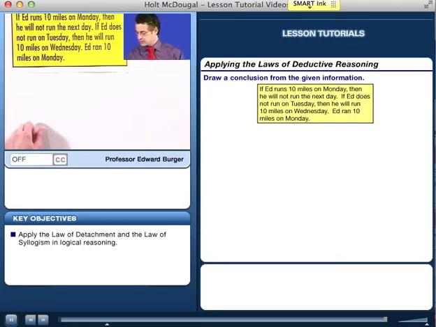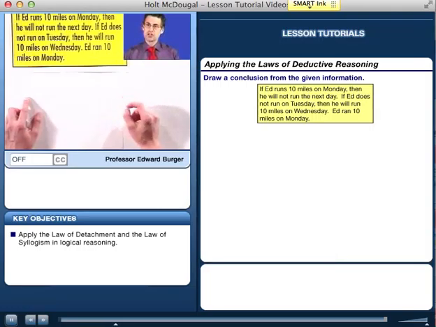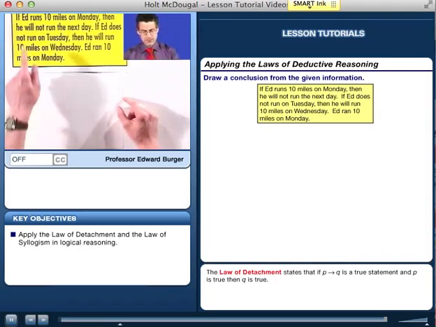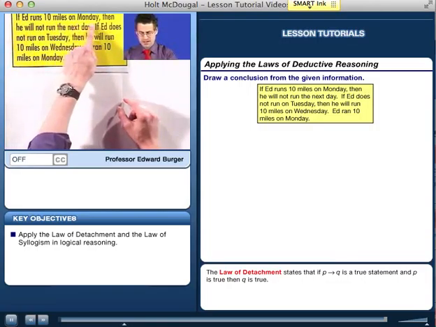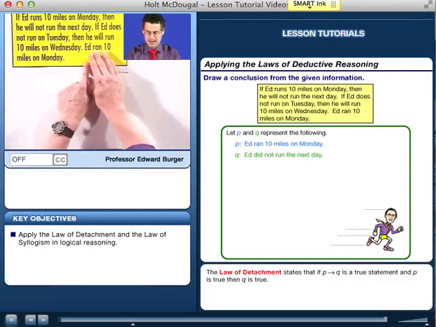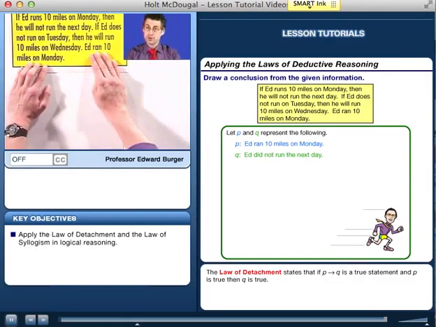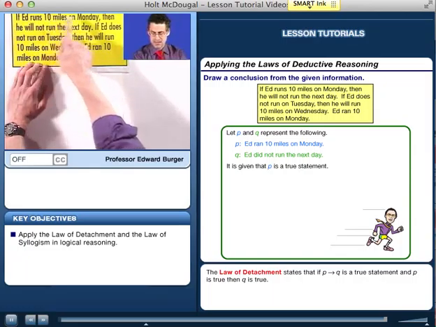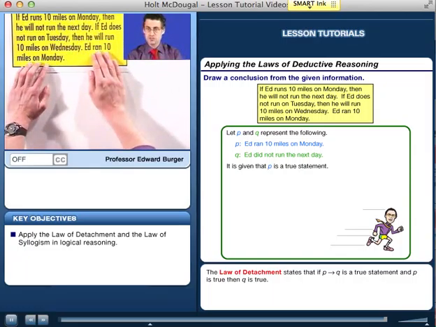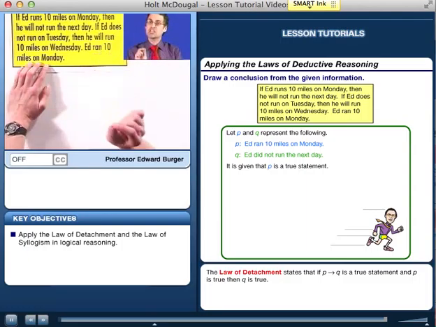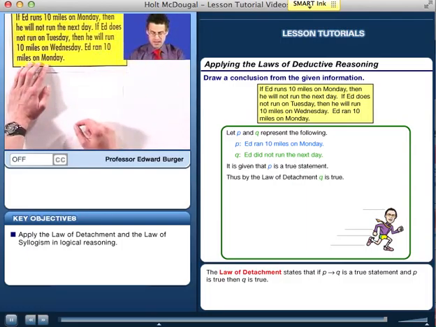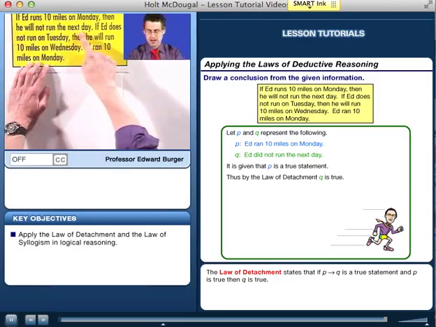Well, actually, if we write this out, we can make an interesting conclusion, because we can apply the law of detachment. You see, the first statement says, if Ed runs 10 miles on Monday, then he will not run the next day. Well, we're given at the very end that Ed ran 10 miles on Monday. We know that's true. So by the law of detachment, if I think of this as if P then Q, then this last statement tells me that P is true. That implies that Q is true. So now I know that he will not run 10 miles the next day. Well, the next day, of course, is Tuesday.